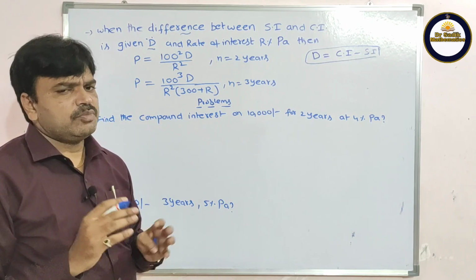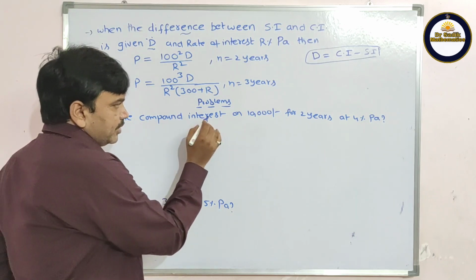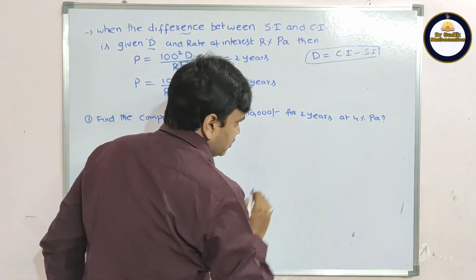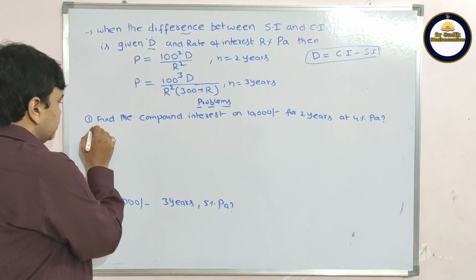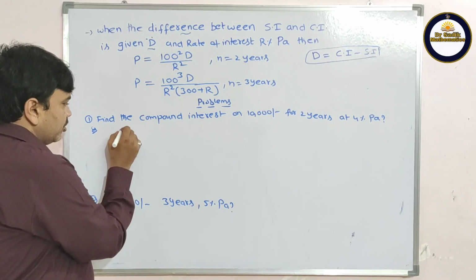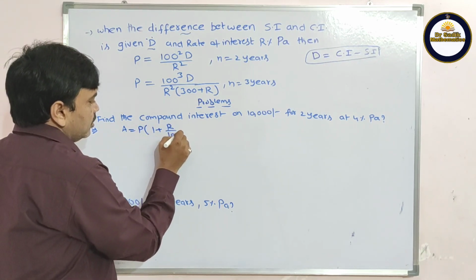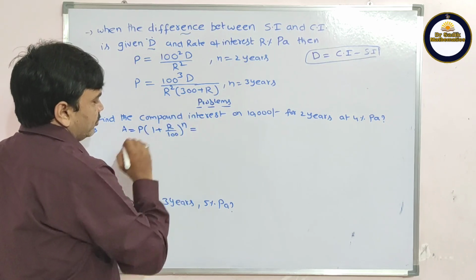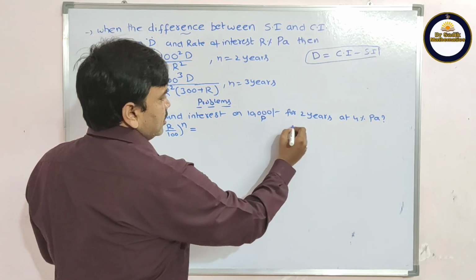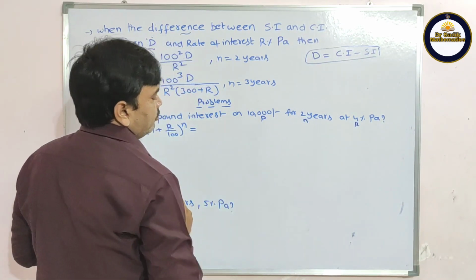Now let us see small problems, friends. Find the compound interest on 10,000 for 2 years at 4% per annum. First I want to explain the regular procedure, friends. So the amount formula is A is equal to P into (1 plus r by 100) whole power n. What is P? P is 10,000, n is 2 years, r is 4%.